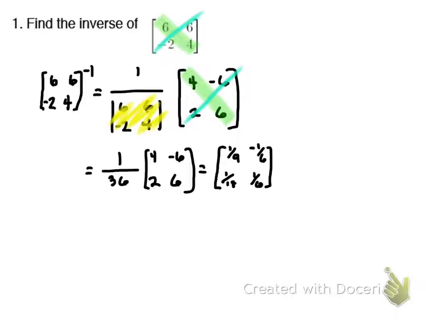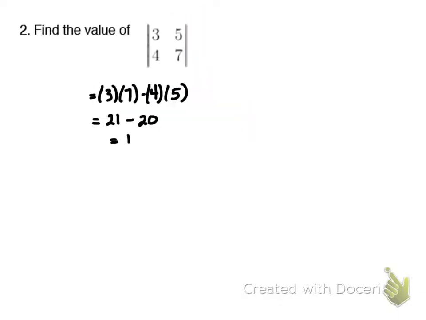So 1/36 of 4 is 1/9. 1/36 of -6 is -1/6. 1/36 of 2 is 1/18, and 1/36 of 6 is 1/6. And so that's how we find the inverse. Let's go a little bit more in depth on the next problem on how to find the determinant, because there's probably some people scratching their heads on how I went from this to this. Okay, so the next problem will go into more detail on that.